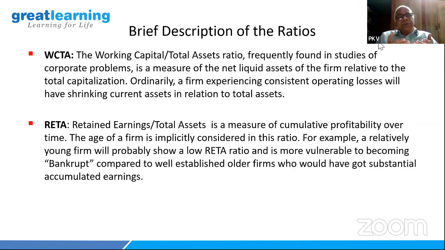Now, organizations which have been in existence for many, many years would have got a lot of accumulated profit. They would have accumulated more, and therefore they are less vulnerable to bankruptcy. Whereas a relatively young firm with a low RETA, because of the relatively young age, is more vulnerable to becoming bankrupt compared to the well-established older firms. And therefore, this is a very important ratio to separate bankrupt companies from the solvent companies.